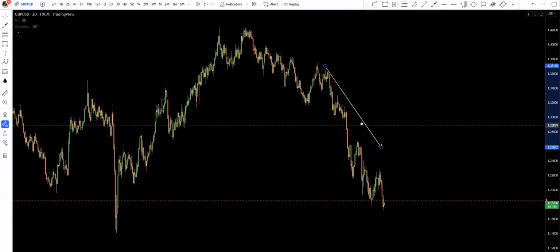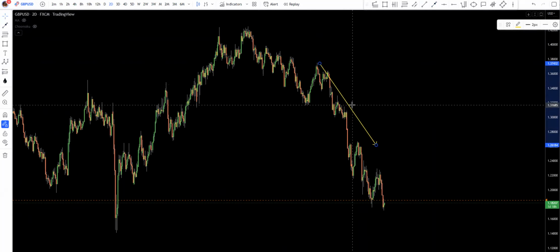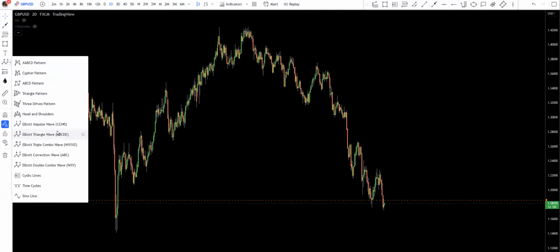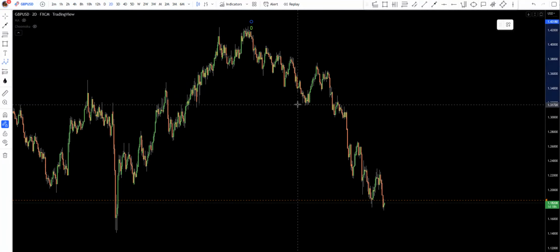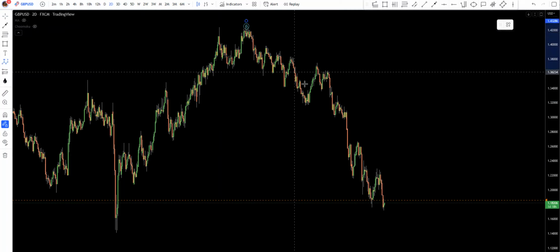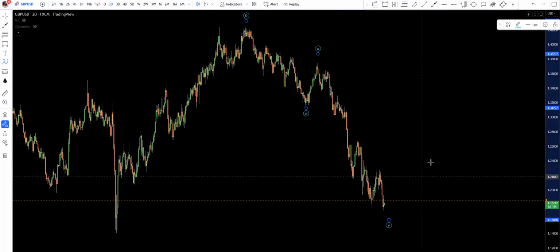So you know this is a third wave because the third wave goes further than the first. So what we're gonna do is we're gonna do something like this. We'll put on the wave count again. Okay, you know what? I'll put a WXY this time.